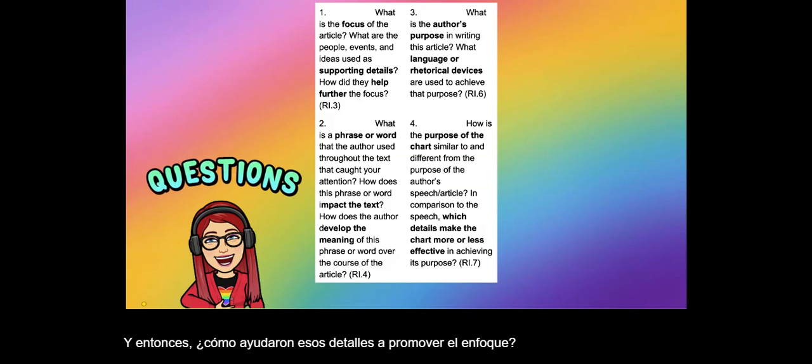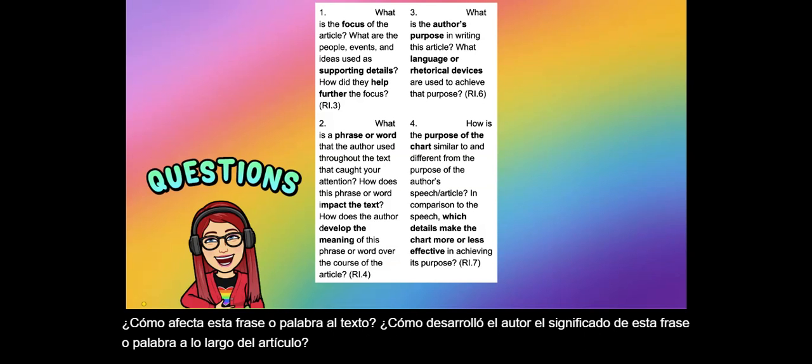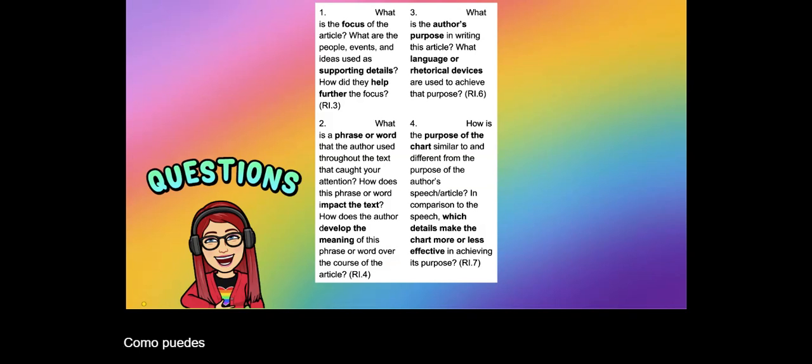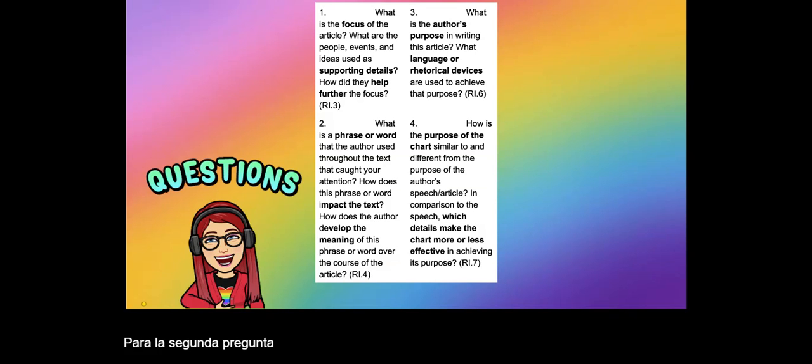Number 2. What is a word or phrase that the author used throughout the text that caught your attention? How does this phrase or word impact the text? How does the author develop the meaning of this phrase or word over the course of the article? So as you can see, you know that we're focusing on articles this marking period. For the second question, the words that I bolded are phrase or word. We're going to identify phrase or words that the author chose.